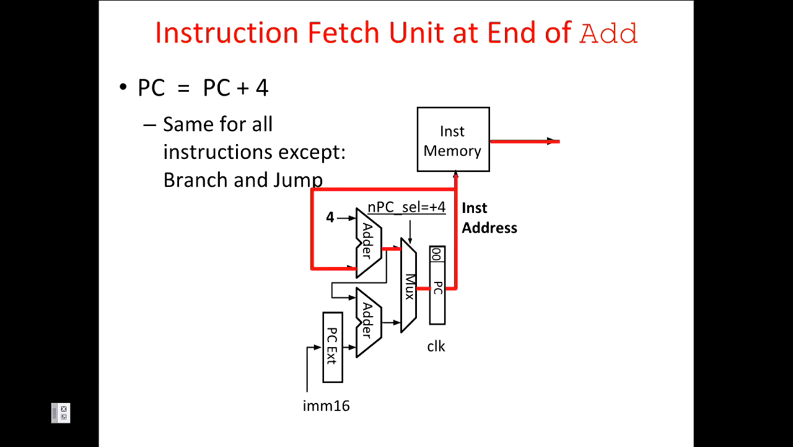Oh, and this is the last part of the add instruction where I'm doing PC plus 4. This will be the same for all the instructions except for my branches and my jumps, because all I'm doing is setting npc select such that this mux does PC plus 4.